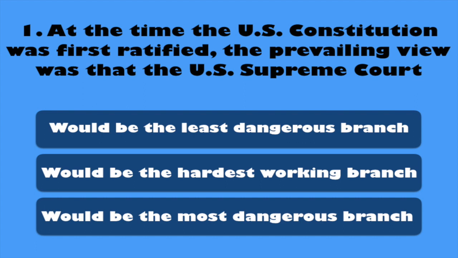Question number 1. At the time the U.S. Constitution was first ratified, the prevailing view was that the U.S. Supreme Court would be the least dangerous branch, would be the hardest working branch, would be the most dangerous branch. At the beginning, the Founding Fathers didn't envision the Supreme Court to play all that big of a role. The Supreme Court would be the least dangerous branch.